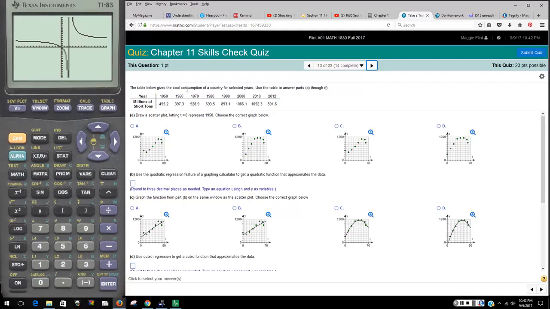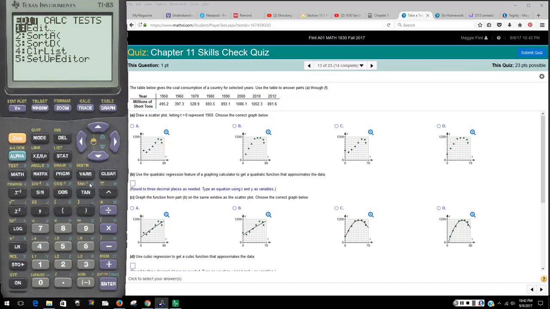The table gives the coal consumption of a country for selected years. Answer parts A through F. They want us to draw a scatter plot. When you're going to draw a scatter plot, the first thing you do is you hit your stat button. You choose number 1, and you're going to put the data in your lists.